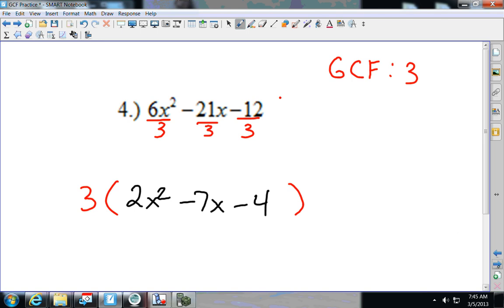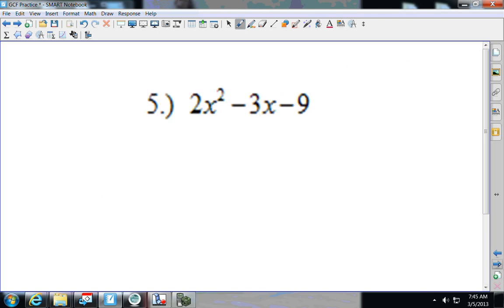Okay? Number 5. Look at number 5. As you look at this, we look and see, okay, 2. 2 is my lowest number. Does 2 go into 3? No, it doesn't. If 2 doesn't go into 3, there is no greatest common factor other than 1, and 1 doesn't count. So since 2 cannot go into 3, 2 does not go into 9, there is no greatest common factor for that other than 1.